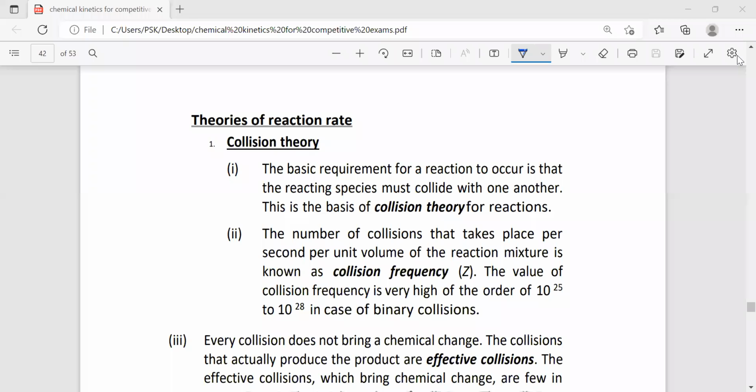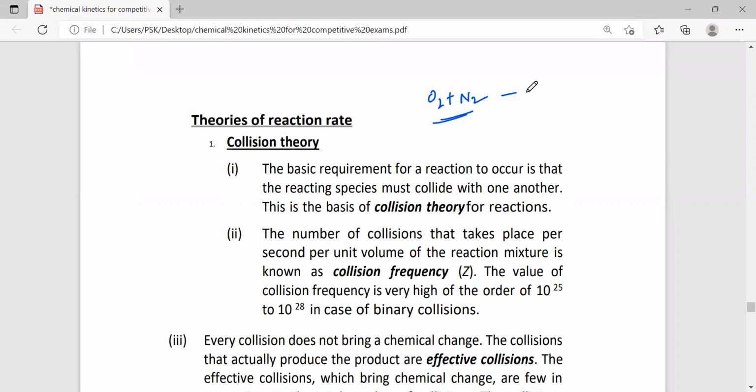Various theories have been proposed for reaction rate. In our syllabus, we have only one theory to be learned, that is called collision theory. Now, in the atmosphere, we have oxygen and nitrogen. These oxygen and nitrogen constantly collide with each other.